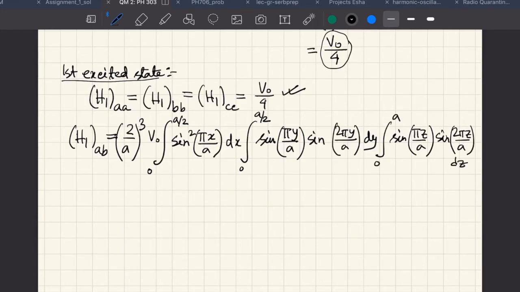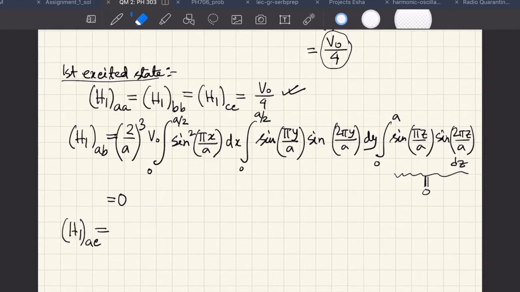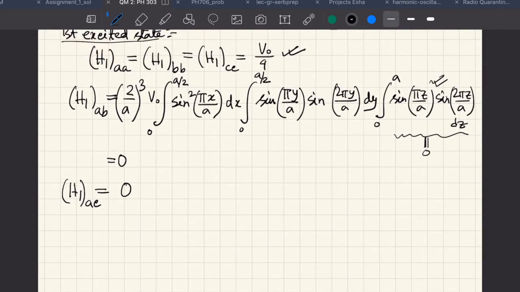But the integral of sine pi z by A sine 2 pi z by A from 0 to A, if you evaluate, is going to give you 0. Therefore this whole integral is 0. Exactly by the same reason, if you evaluate H1AC, there also will be a term exactly similar to this, sine pi z by A into sine 2 pi z by A from 0 to A. That will also give you 0. So H1AC will also be 0. The only non-zero contribution will come from H1BC.